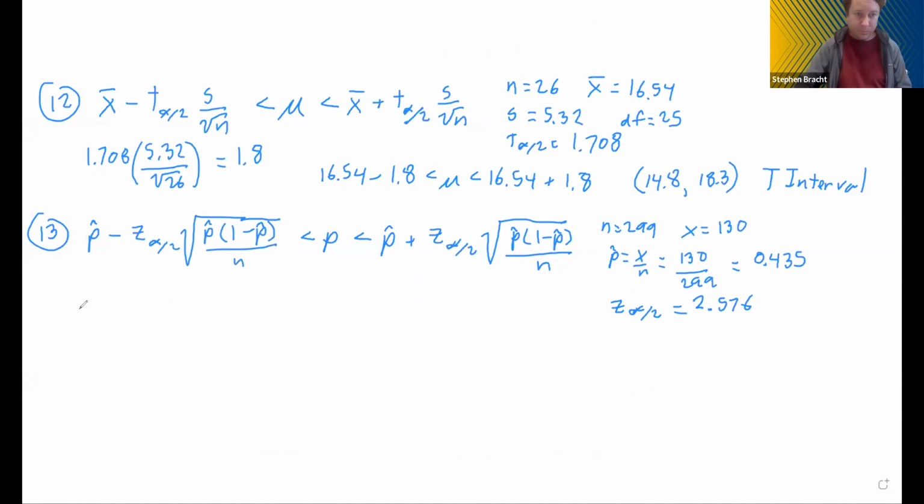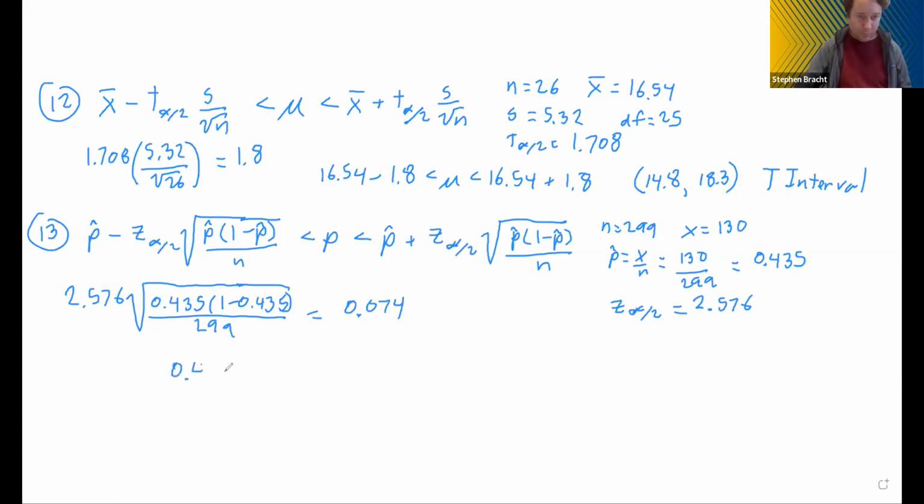Okay. So the margin of error is 2.576 times the square root of 0.435 times 1 minus 0.435 over n, which is 299. That works out to be about 0.074.